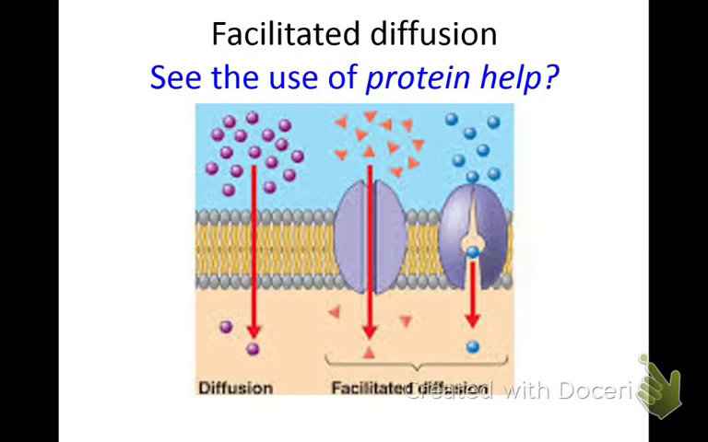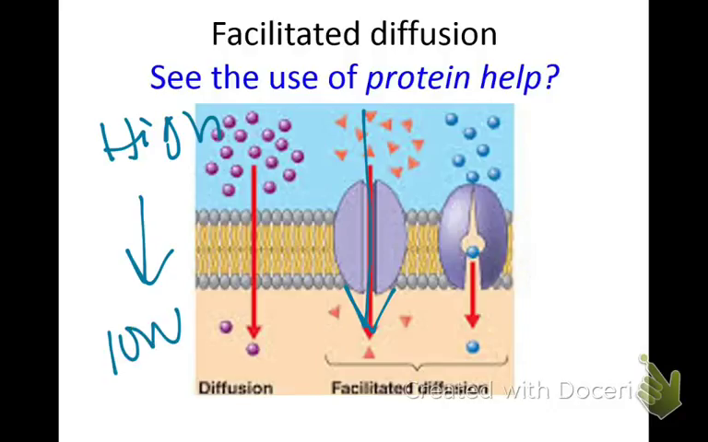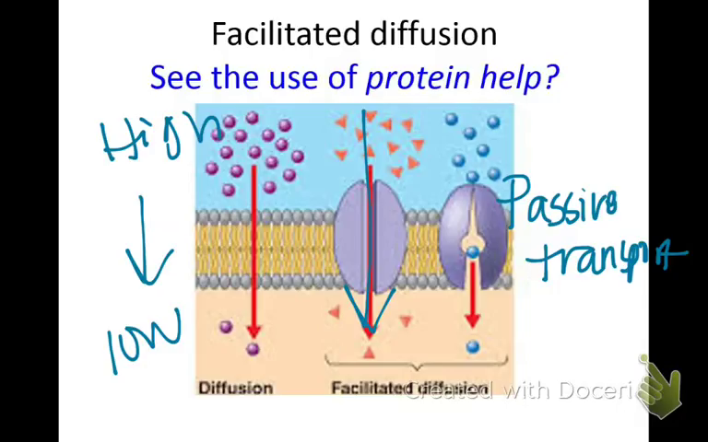Okay, and then facilitated diffusion is just like regular diffusion, which you see on the left, but it has to go through a protein channel. So what do diffusion and facilitated diffusion have in common? Well, it's both moving molecules from high to low. It's both passive transport. You got to know that. Facilitated diffusion and diffusion are both passive transport. They do not require energy. The difference is only that facilitated diffusion has to go through a protein channel.